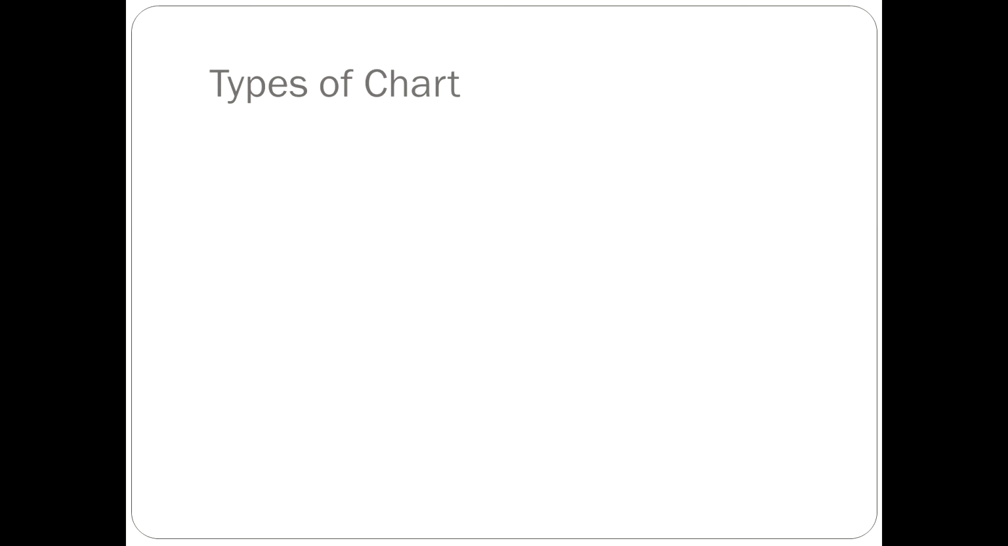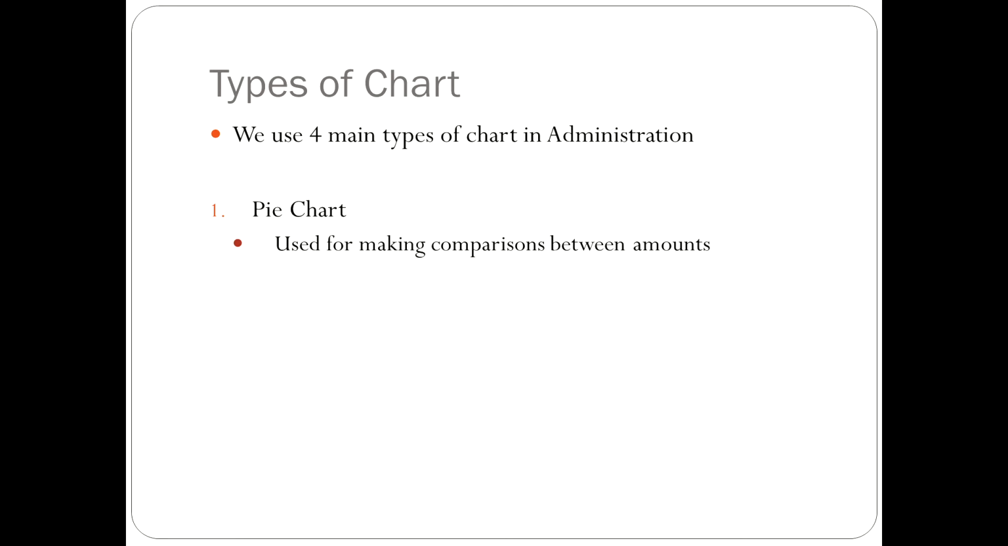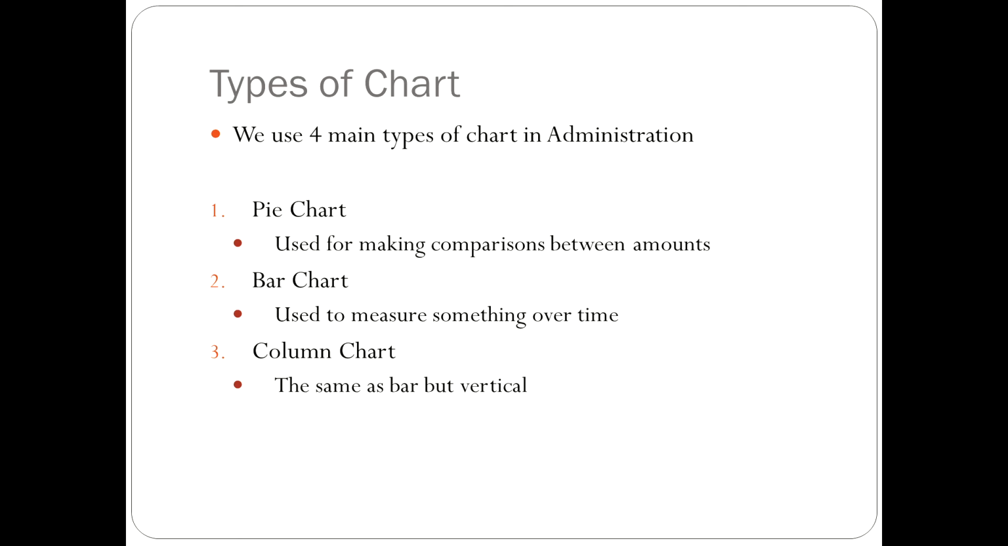So we've got lots of different types of charts, but we're only really going to use 4 of them in admin. We've got the pie chart for making comparisons between amounts, bar charts to measure something over time, column charts also measure things over time, but instead of going side to side, they're going up and down, and line charts to analyse trends in data and make predictions. So that's looking at everything that's happened before and trying to guess what's going to happen in the future using that information.